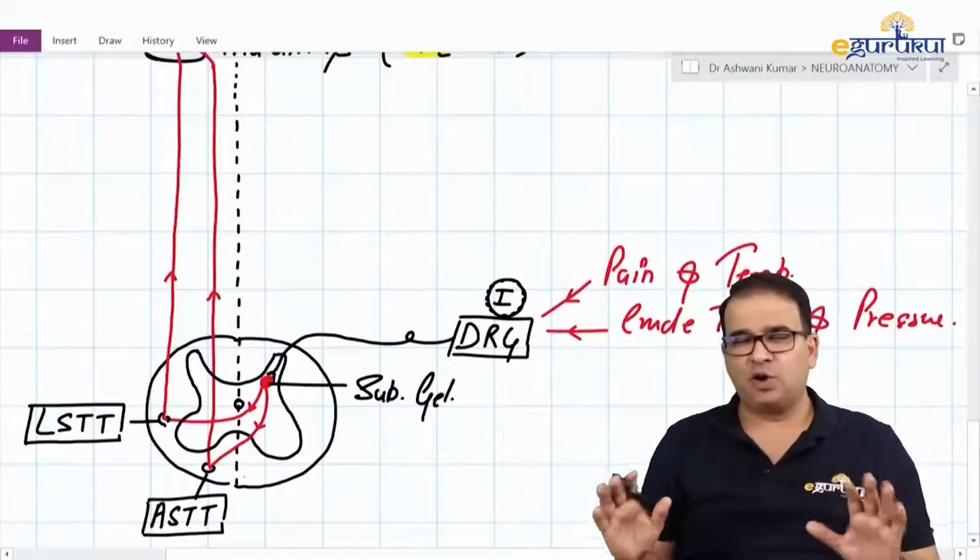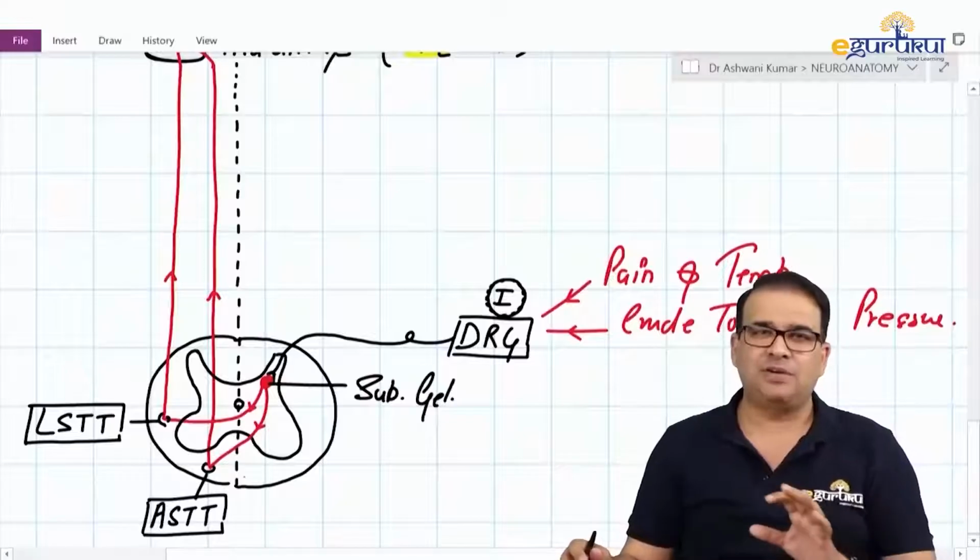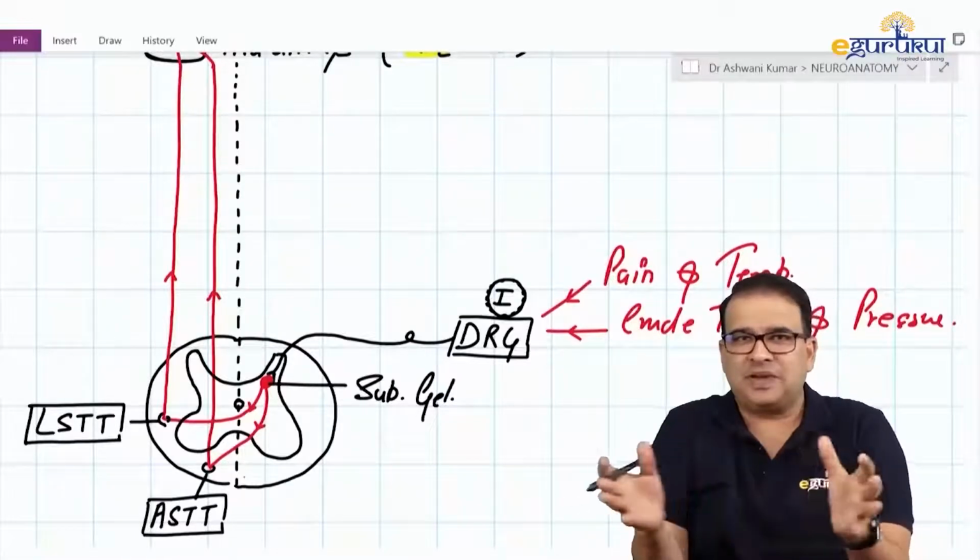You already know the difference, guys. Anterior was carrying the crude touch and pressure, and lateral spinothalamic tract was carrying pain and temperature. So now we have these fibers separated.